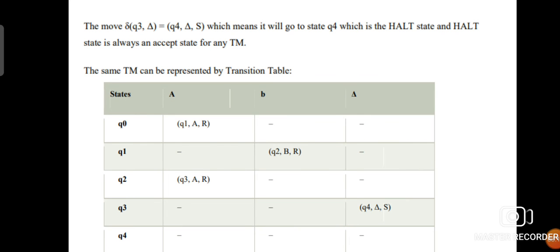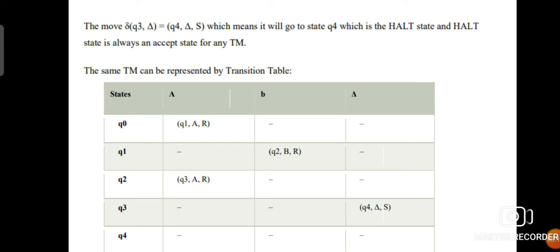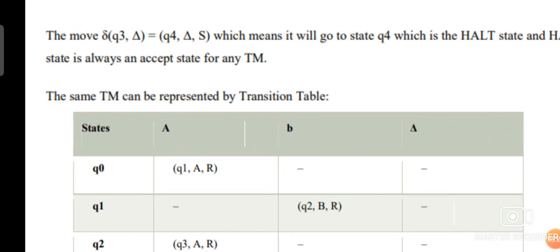And finally, when the head pointer is pointing to the blank symbol, the system will reach the halt state. That is, when the input symbol is the blank symbol, the system will reach the halt state. This will be represented with the state transition function. Previously our state was Q3. So when the blank symbol is applied to Q3, the system moves to the new state, that is the final state Q4, and the symbol will be the same.